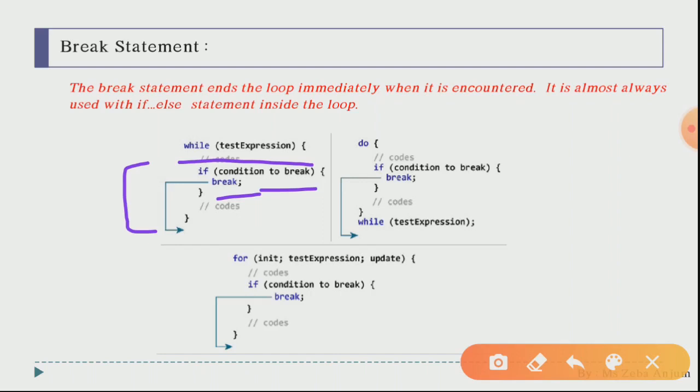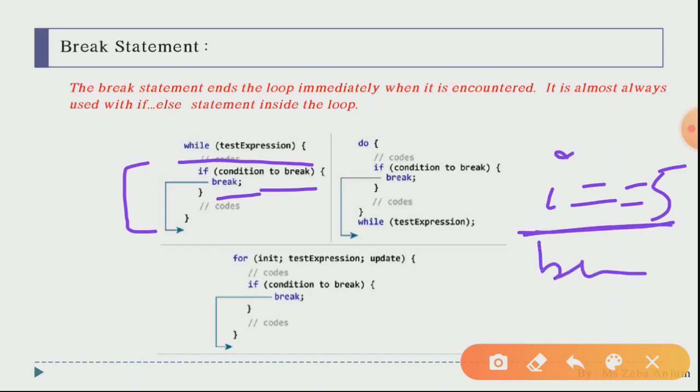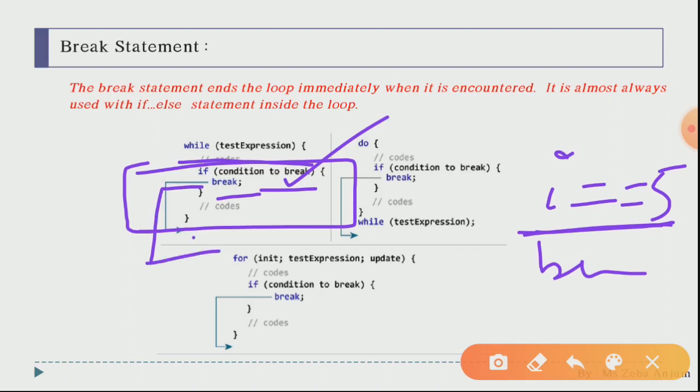There should be some condition. Let us suppose, if the value of i is 5, then it should break. So a certain condition should be there for using this break statement. Inside this while loop we have an if block, and inside the if block we are using this break statement. As soon as this condition becomes true, your break statement will be encountered, and when the break is encountered, it will take you outside the loop, leaving all these iterations.